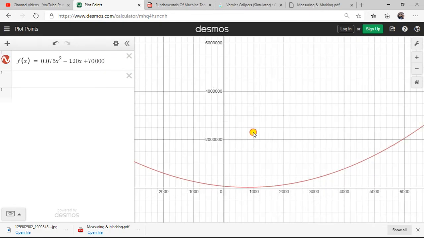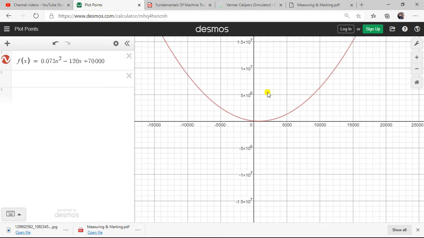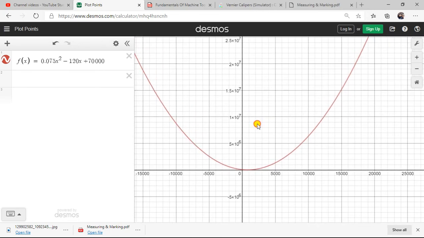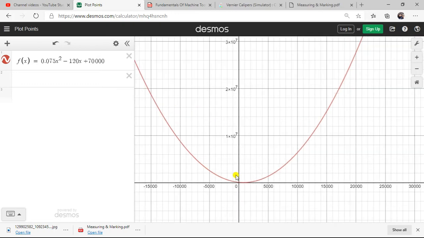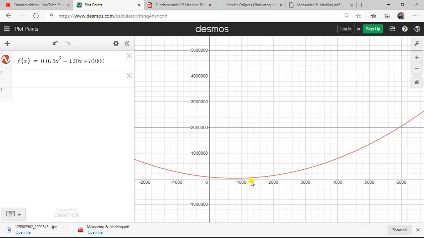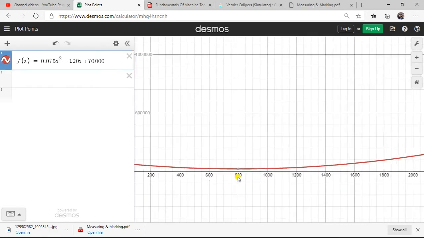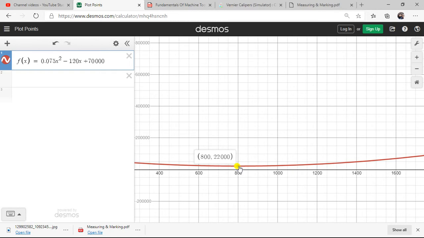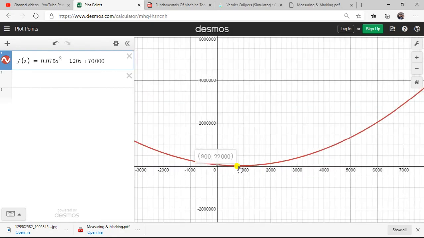After zooming out, okay, this is the graph of our quadratic function. As you can see, this is a parabola that opens upward. So we can see its vertex at the lowest peak. So this one is the vertex. As you can see, that is the x, which is our number of units, that is 800. So correct. And the corresponding value of y, which in our problem is the cost c, is 22,000. So that is the minimum or the lowest cost that the company can achieve. So therefore our solution is correct.